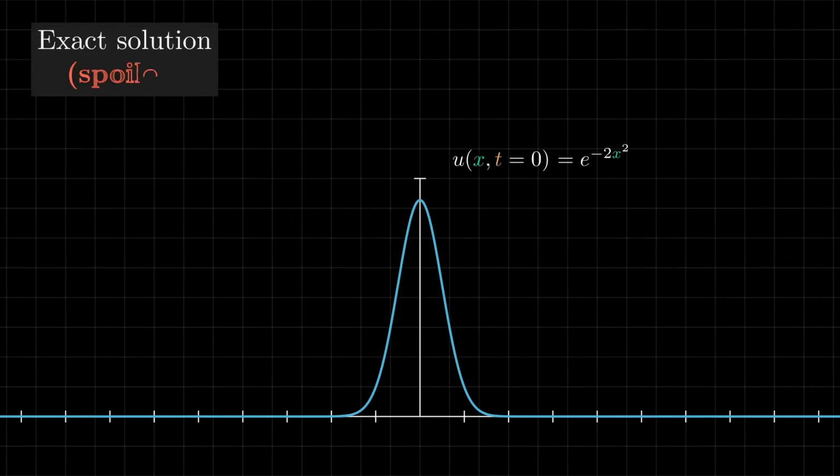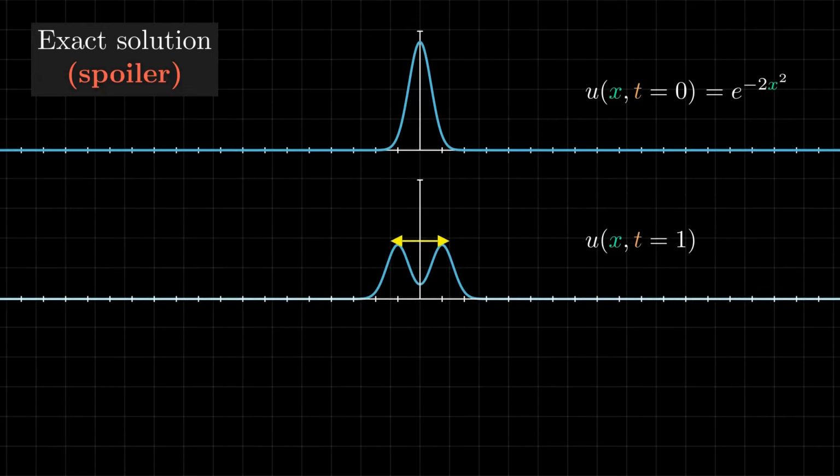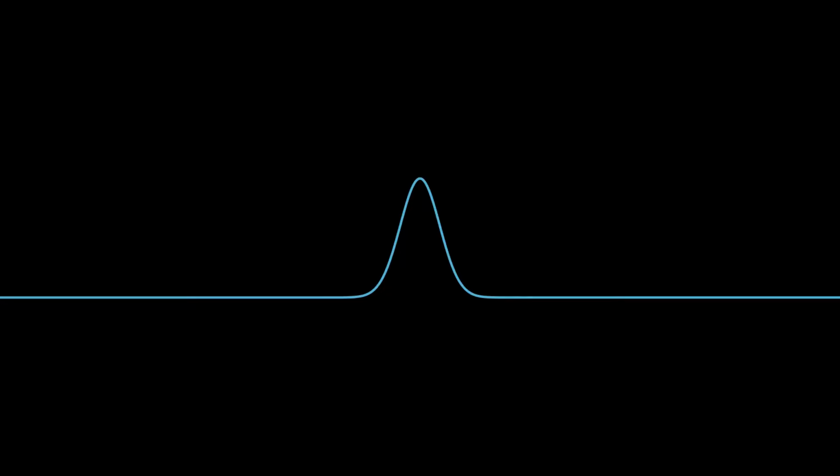Here is a spoiler. The solution wave will split and travel in two directions. This is the solution at time t equals 1. You can see the wave split. And this is at time t equals 5. Since there is no boundary condition, the two waves will just keep traveling forever. Let us prove this.